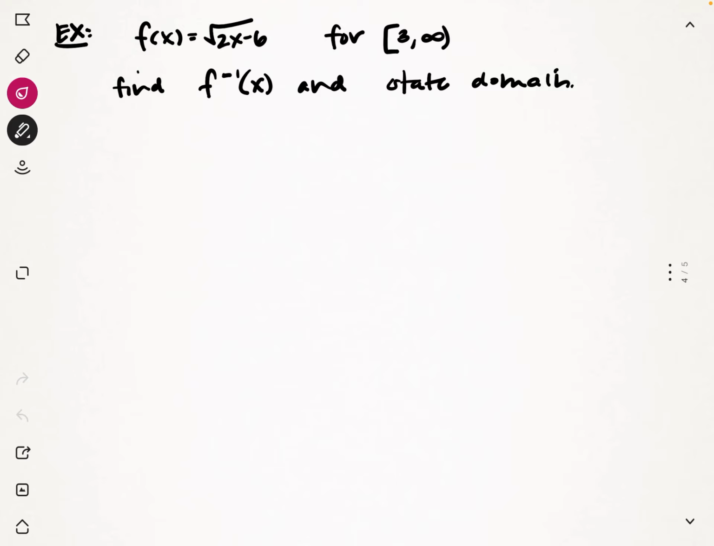Okay, last type of problem. f of x is equal to the square root of 2x minus 6 on the interval from 3 to infinity. We're going to find the inverse and state the domain. So again, when we find the inverse, we're going to switch our x and y. So we say y equals the square root of 2x minus 6. We switch our x and our y, and we're going to solve for x.